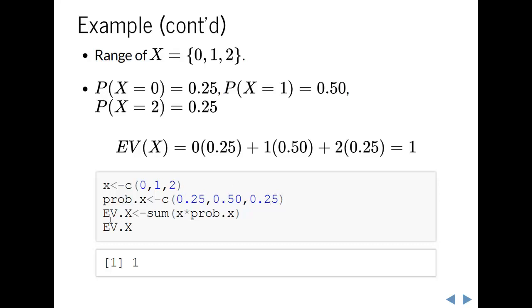The last object that's defined is ev.x. This is the formula here that computes the expected value. And the last line of code you see is just us calling the object ev.x to see the value, and we got 1. This chunk of code can be copied, pasted, and modified in the future for you to compute expected values for other random variables.